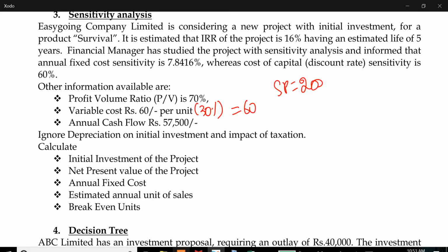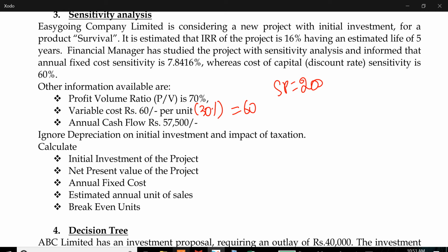Annual cash flow is 57,500. You will discount at what rate? It's IRR. We'll discount at IRR. IRR is the rate of return at which NPV of the project is 0. So let's get the initial investment.